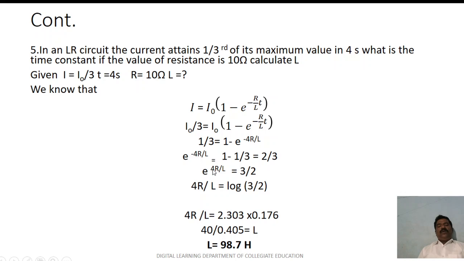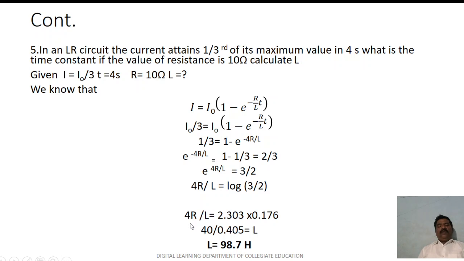Taking the reciprocal, e to the power of 4R divided by L is equal to 3 by 2, because the minus sign becomes plus. So taking log on both sides, the log and exponential cancel. So 4R divided by L is equal to log of 3 by 2. This is the natural log, base e. When you want to convert to base 10, it is 2.303 into log of 3 by 2, and log of 3 by 2 is nothing but 0.176.